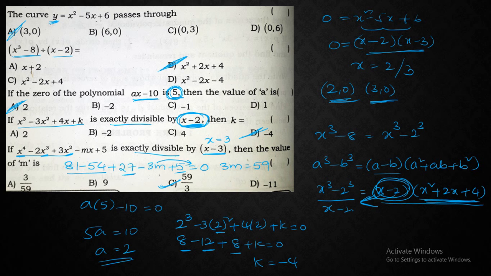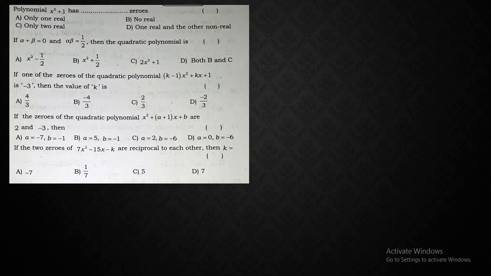Next, moving on to one more question. The polynomial x square plus 1 has dash zeros. X square plus 1 is equal to 0. From this, what I can say is x square is equal to minus 1. Can any square number be equal to a negative value? We can't say that. So clearly it has no real zeros, right?